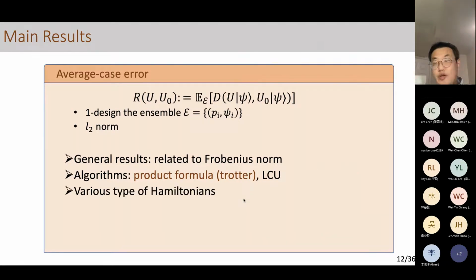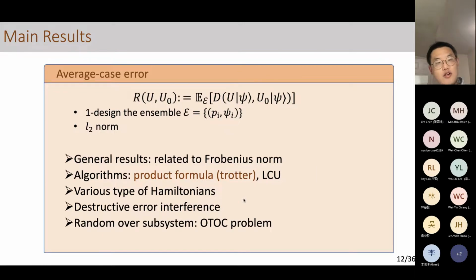Okay, and we consider different types of Hamiltonians, and we can see different degrees of improvement. And we show some interesting destructive error interference in the first order product formula method. At last, we consider some application of our result. We use this result to analyze the Trotter error in the OTOC problem. Okay, in the following, let's go through all these results one by one in more detail.